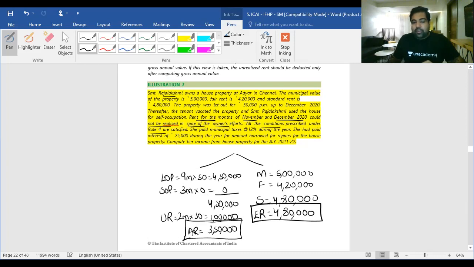Now, guys, if there was any vacancy loss, it's not there, but if there was, you could not minus it because the AR is not more than your ER. And now your GAV is 4,80,000. Very, very simple. If you understand it conceptually, it's a very, very simple concept. I hope you understood this.